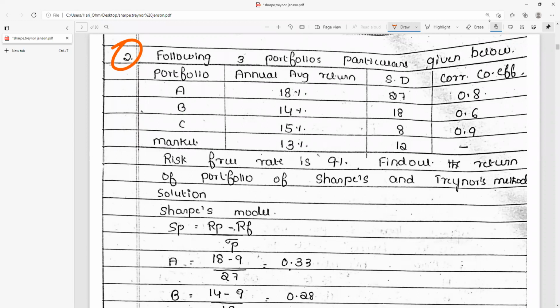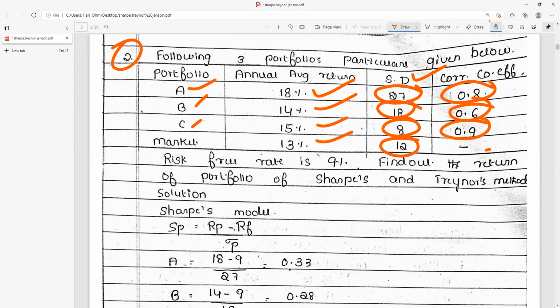The following three portfolios' particulars are given below. Portfolios A, B, C and the market: annual average return 18%, 14%, 15%, 13%. Standard deviation 27, 18, 8, 12. Correlation coefficient 0.8, 0.6, 0.9 and nil for the market. The risk-free rate is 9%. Find out the return of the portfolio by Sharpe's and Treynor's method.